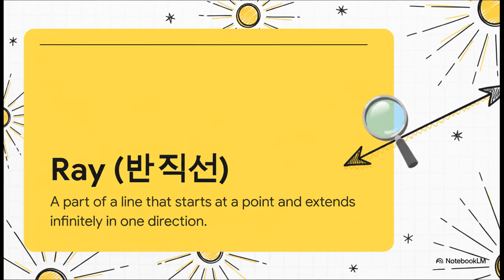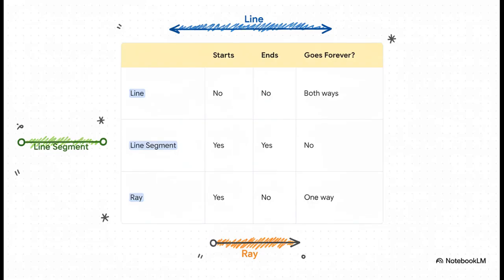And there's one more in this little family. It's called a ray. A ray is pretty neat. It's like a mix of the other two. It has a starting point, but then it goes on forever in only one direction. The best way to picture it is to think of a beam of light from a flashlight. It starts at the flashlight and then just keeps on going. That's a ray.